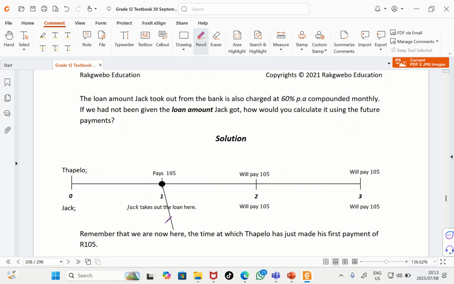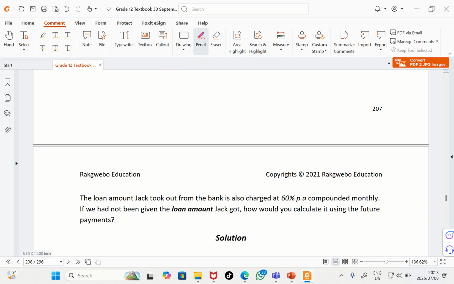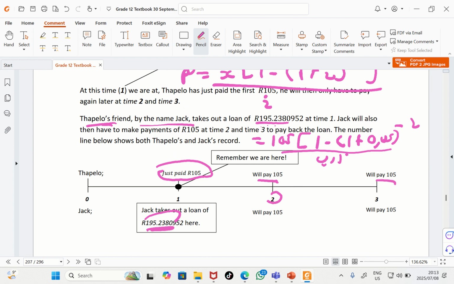And then the question says the loan amount Jack took out from the bank is charged at 60% compounded monthly. If we had not been given the loan amount Jack got, how would you calculate it using the future payments? Let's say we're not given this amount, and they tell us Jack takes out a loan at time 1 and will pay back the bank with this payment and that payment. How would you calculate the loan amount?